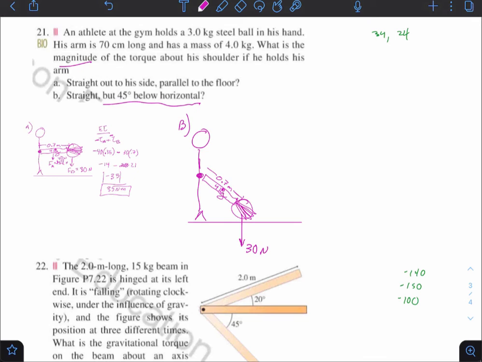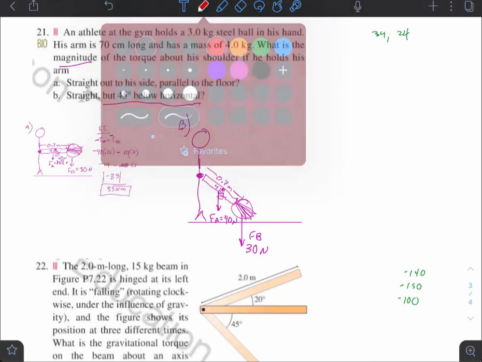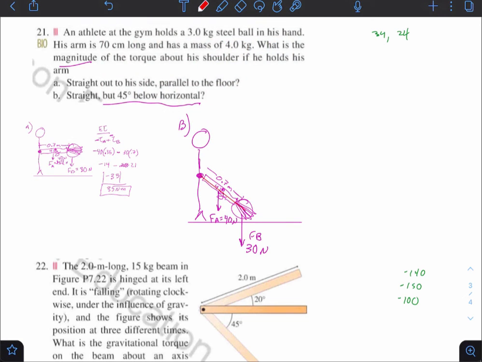Again, it's still being pulled down with its weight, the force of the ball, which is 30 newtons, and the force of the arm, which is 40 newtons. But we need the theta between the radial arm and the force. And this is where the geometry kind of comes into play a little bit. This is a 45-degree angle, which makes this, well, if this is a 90-degree angle, we have 90 plus another 45, which is 135 degrees.